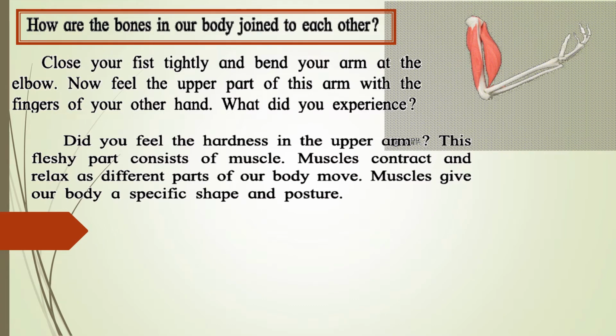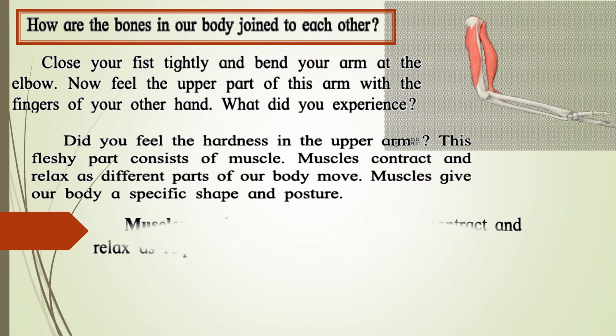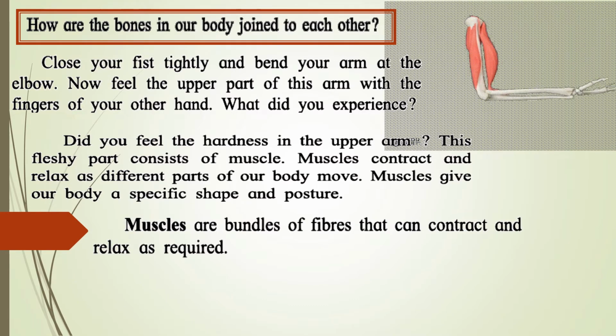So here on the bones you have got muscles. When you are moving your hand and you place the fingers of your other hand onto the arm, you will find that the arm you're moving hardens and loosens. That is happening because of the contraction and relaxation of the muscles that are present on the bones of your body. So these muscles give our body a specific shape and posture. Muscles are bundles of fibers that can contract and relax as required.